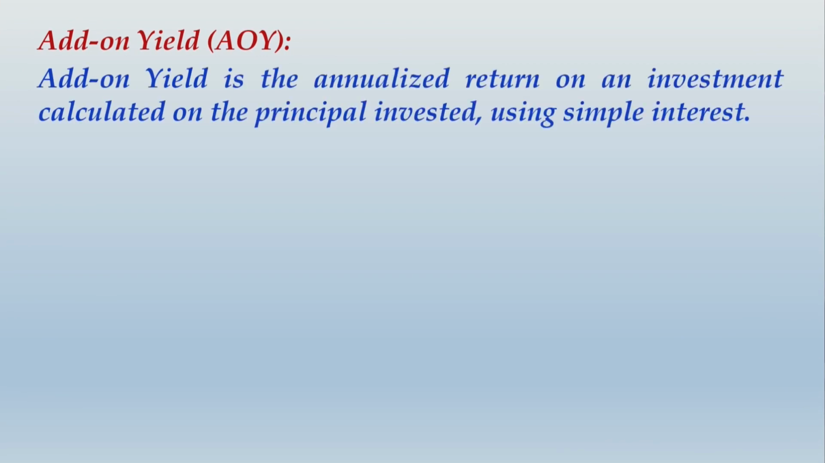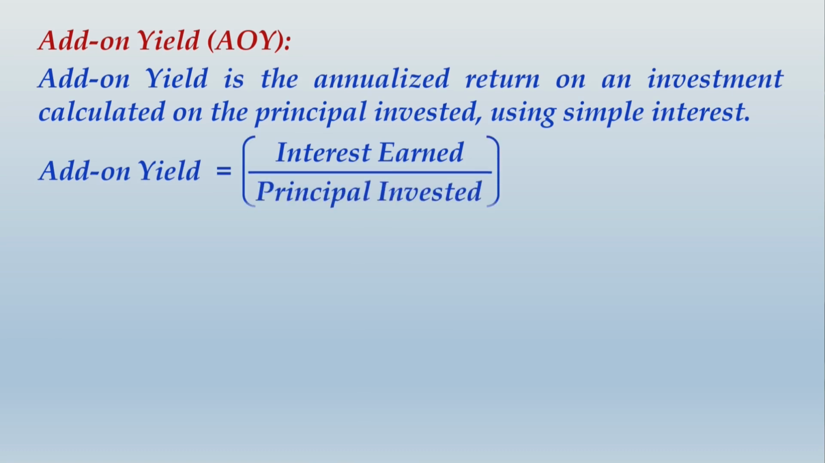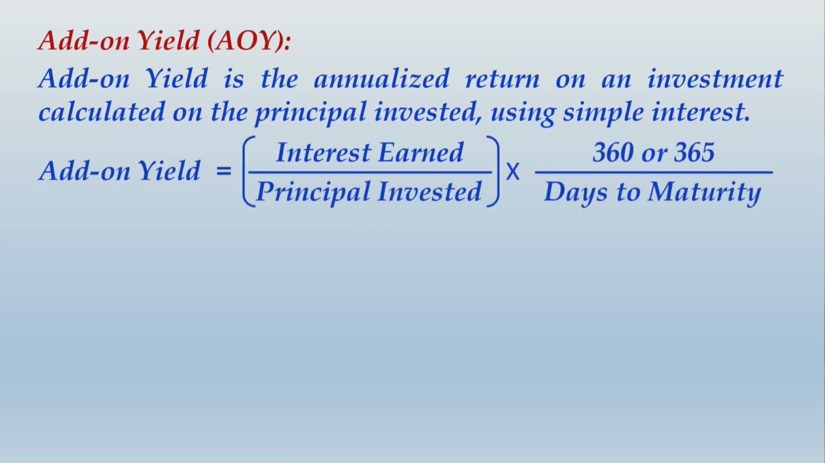Under the heading add-on yield. Add-on yield is the annualized return on an investment calculated on the principal invested using simple interest. So add-on yield equals interest earned divided by principal invested into, as I said, you can follow either 360 days or 365 days, divided by days to maturity. Keep in mind, if you are taking 360 days, then days to maturity may not be considered as actual days. You may continue to assume 30 days in a month, whereas if you are taking 365 days in a year, you have to count the actual number of days to maturity in the denominator.